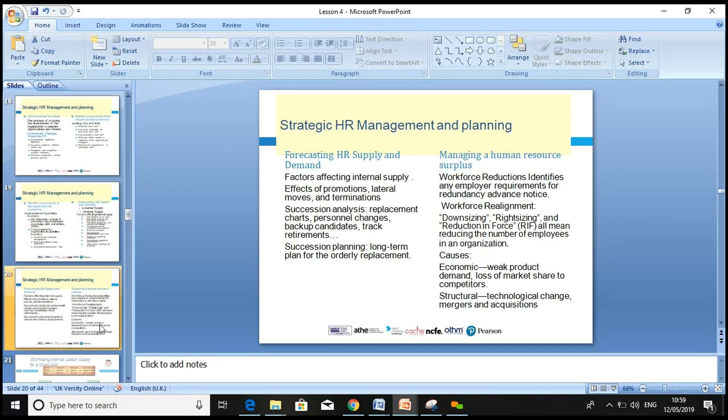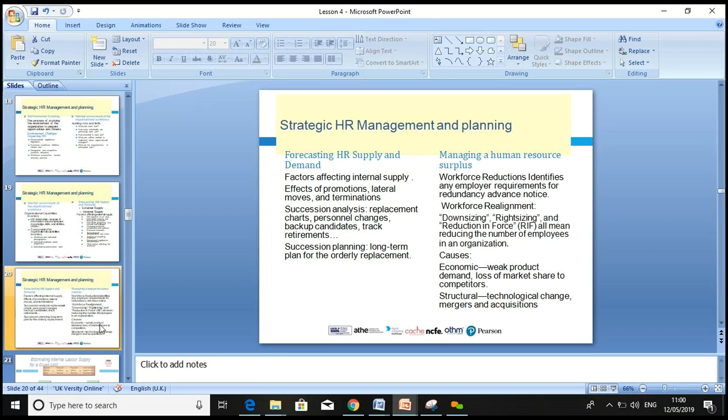So we need to look at succession planning, a long-term plan for orderly replacement. We need to think about how many managers we need in the next five years, how many nurses we need. What do we have? We need to plan for the next 12 months, the next 3 years, the next 5 years: where we want to be, what demand will be, how much immigration we have, how many people will use the service, and the growth of population. All these questions we need to ask about demand and supply.